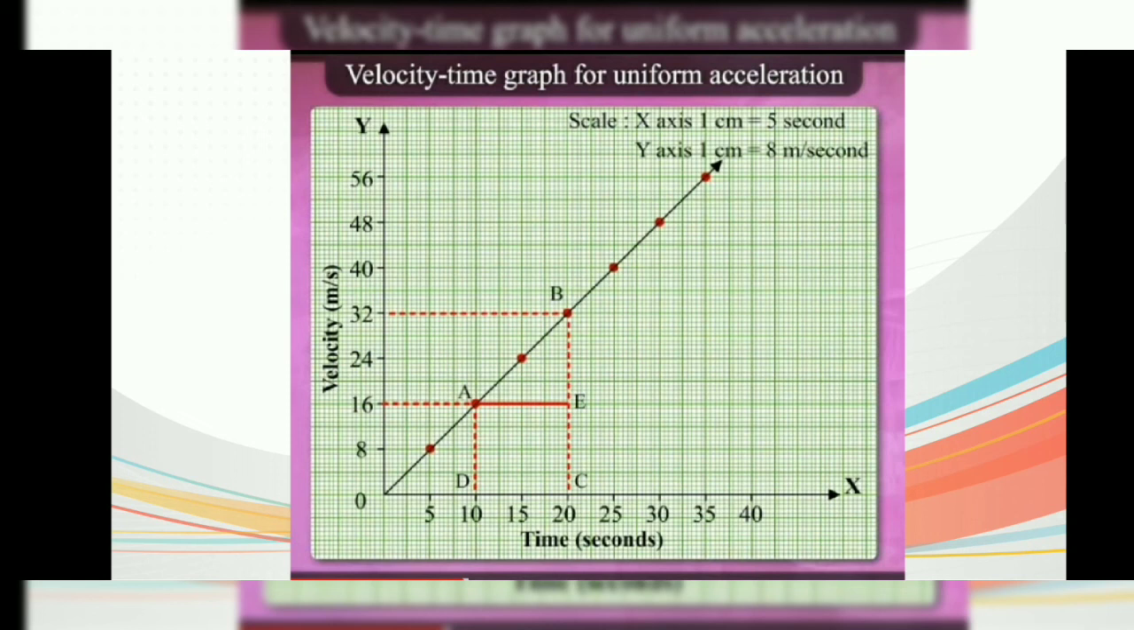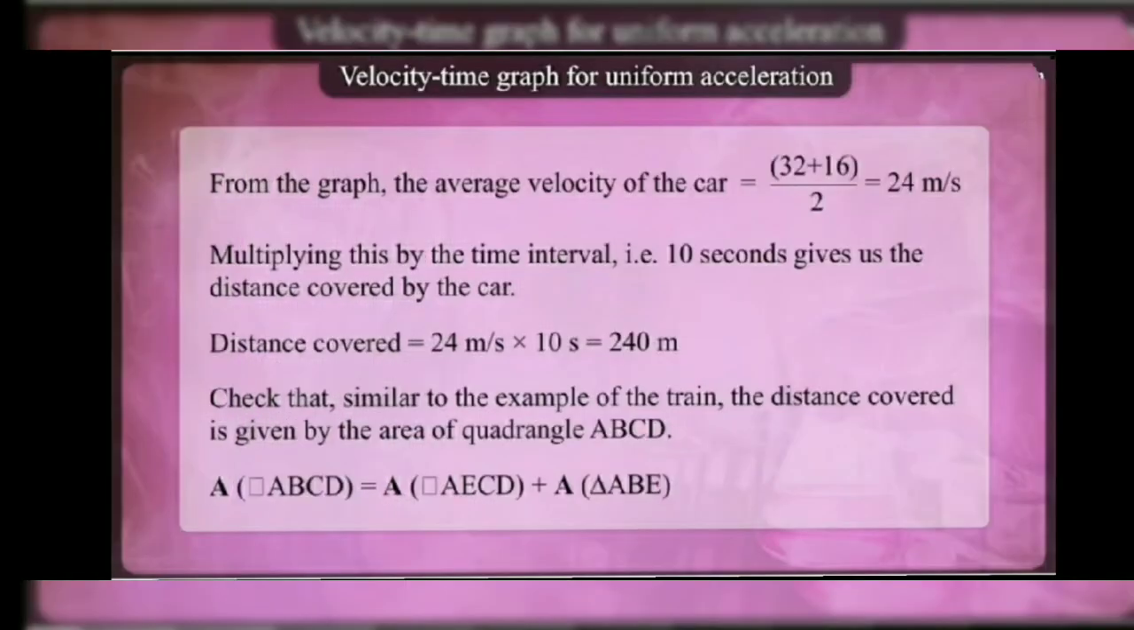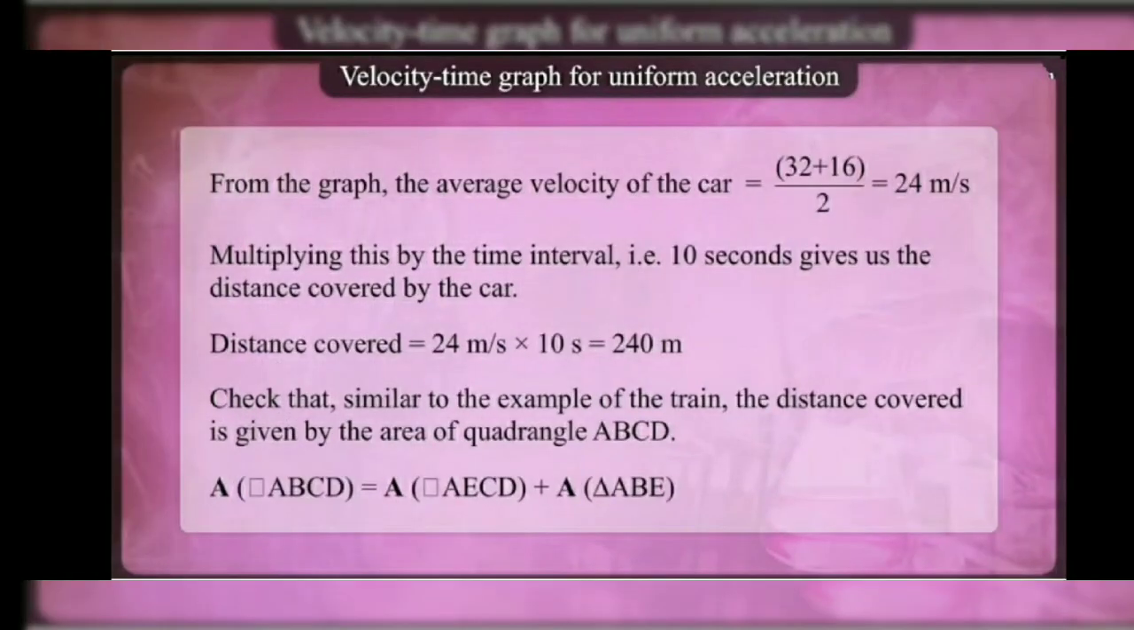Now children, from the graph, the average velocity of the car would be (32 plus 16) upon 2. When we calculate this, we get 24 meters per second. Now if we multiply this by the time interval, what is the time interval? 10 seconds. It gives us the distance covered by the car. So distance covered is equal to 24 meters per second into 10 seconds, which gives the answer as 240 meters.